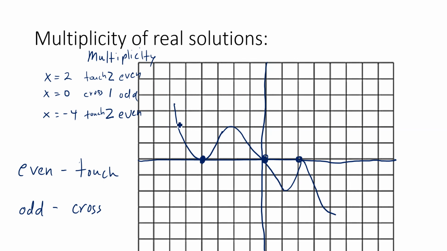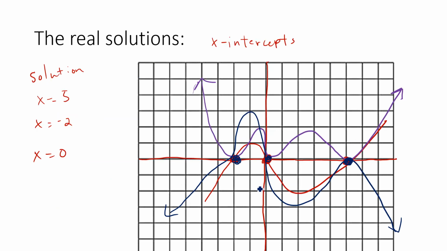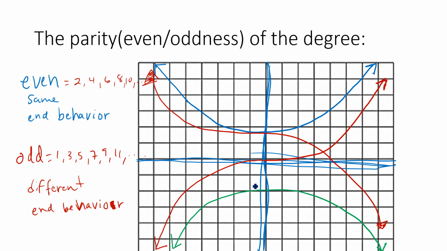Odd, because I know that this side is going up, this side is going down. They're in opposite directions. And if you guys notice, what was it? The parity of the degree. If it's even, then they go in the same direction, and if it's odd, they go in opposite directions.